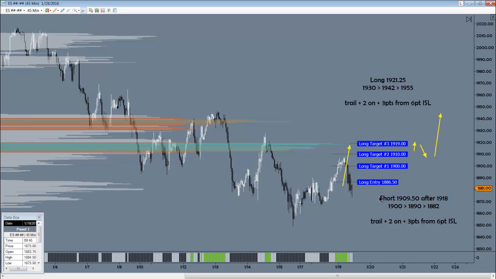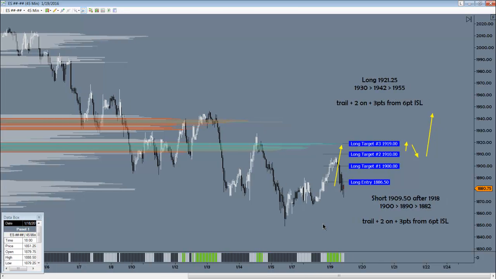And then to the short side, if we trade higher at least to 1918 and then break back below 1910, we'll look to be short at 1909.50s, going to 1900, 1890, and 1882. Same deal with the trails. Now on either of these setups here, we'll look to re-enter up to one time, okay?